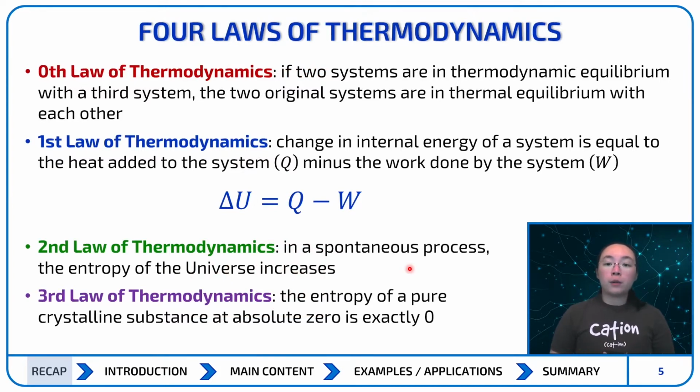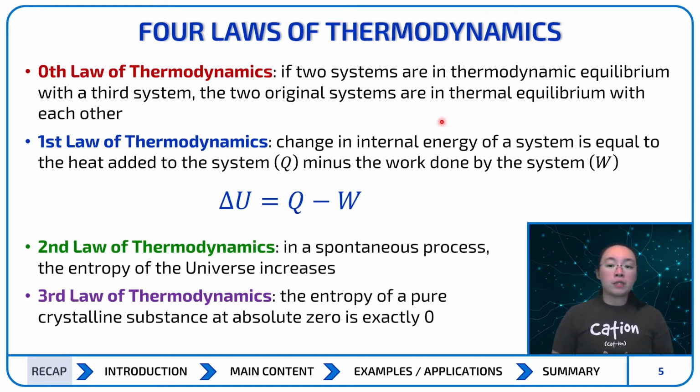There are four laws of thermodynamics. The zeroth law means that two systems in thermodynamic equilibrium will not exchange any heat with each other. Systems that are in thermodynamic equilibrium are going to have the same temperature.